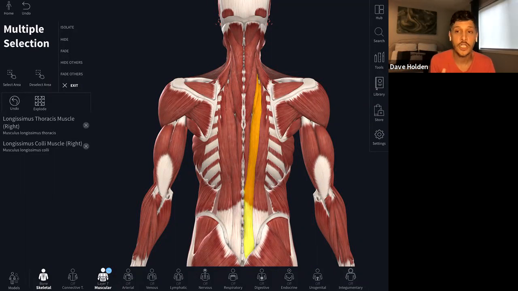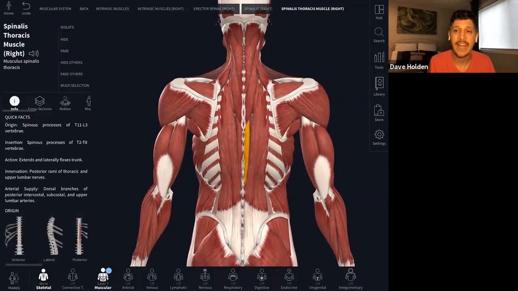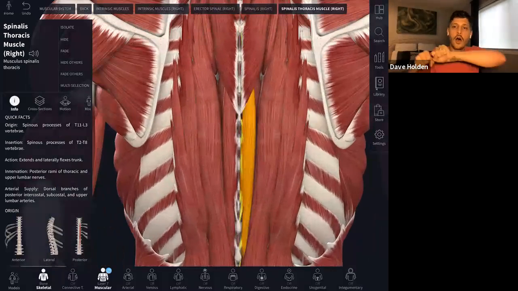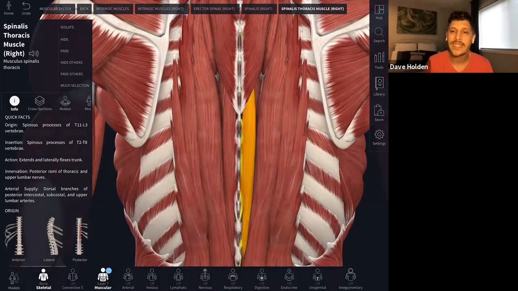Next, we have longissimus, the very long one that inserts on the ear. And next, we have spinalis, which is the closest in hugging the spine. The long belly of this muscle rests in the lamina groove. So all those lamina grooves along the spine, those tracks are kind of laid with the spinalis muscle.